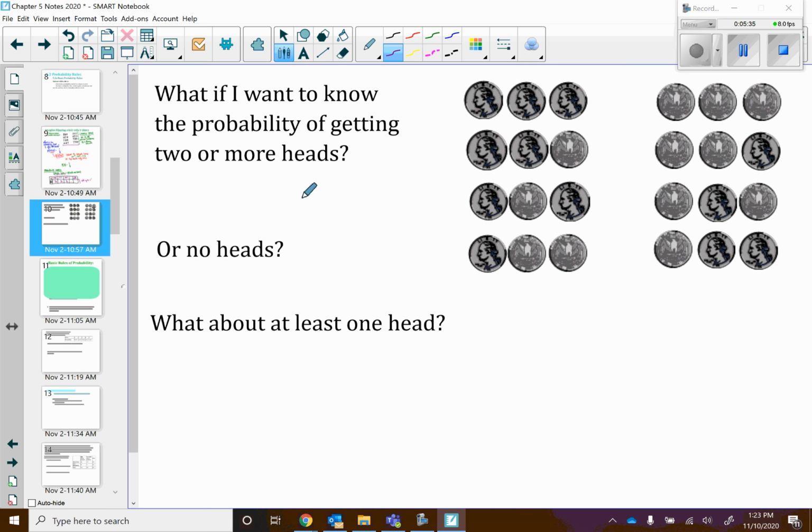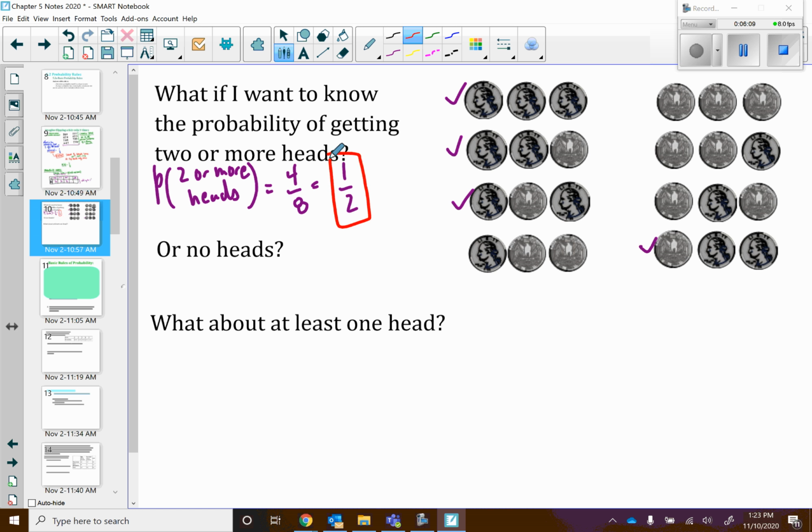Let's look at an example where we've got the heads and the tails right here. What if I want to know the probability of getting 2 or more heads? Well, take a moment to consider, maybe pause the video, but 2 or more heads would be 3 heads, or 2 heads, or 2 heads, or 2 heads. There are 1, 2, 3, 4 options out of a total 8, or 1/2. We have a 50% chance of getting 2 or more heads.